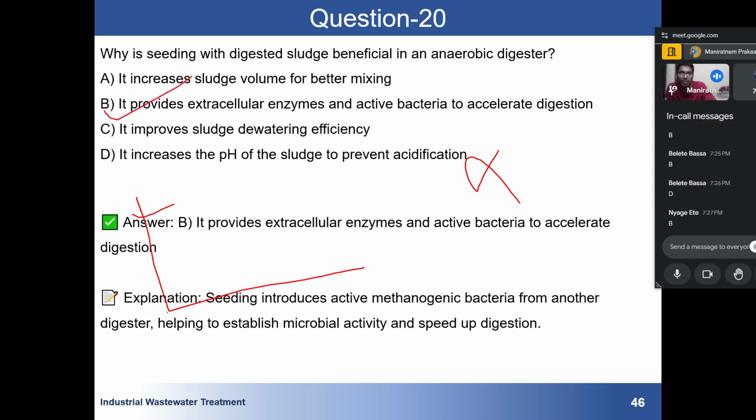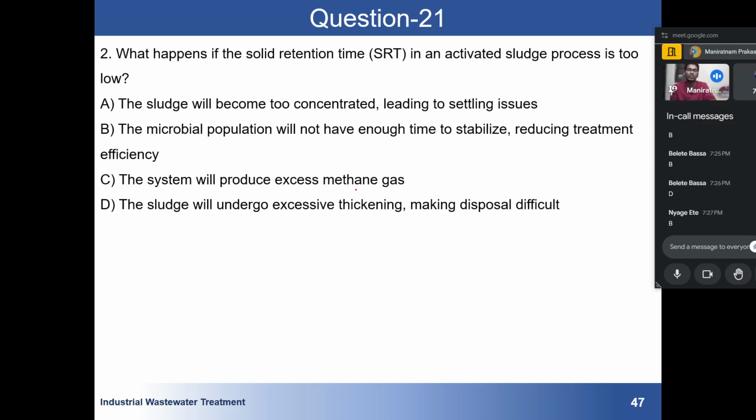It provides extracellular enzymes and active bacteria to accelerate digestion. I hope you have got it. Those who were saying B, D, I hope you have got my explanation. Moving forward with the 21st question.